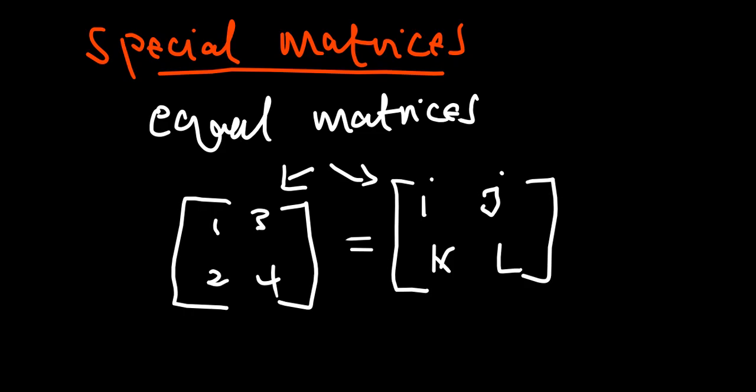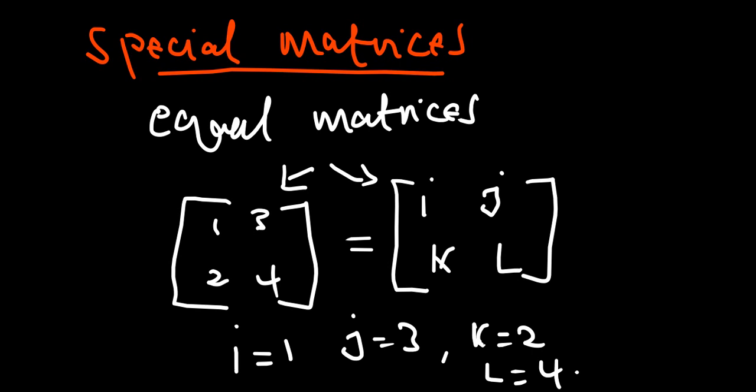Okay, so we are just going to say our I will be 1, our J will be 3, our K will be 2, and then our L will be what? 4. Okay, so these are equal matrices. Equal matrices should have the same entries and should also have the same order.